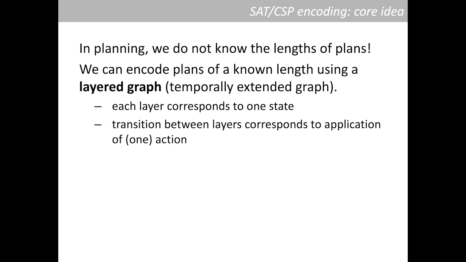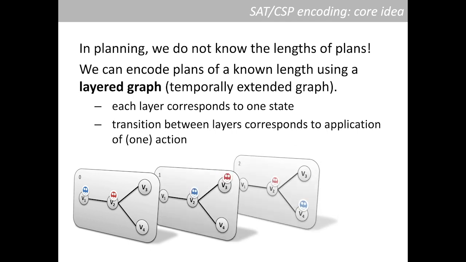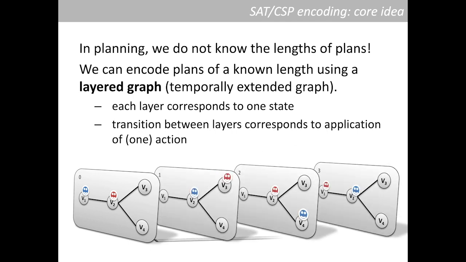And to find this plan, we construct something which is called a layered graph or temporal extended graph, where each layer describes one state and the transitions between two layers describe action that is changing that state. So it may look like this. So we describe the state of the world. We can encode this as a subformula or a CSP. And then we describe the next state of the world, and again, we connect these states by special constraints that encode the transitions or allow transitions between the states.